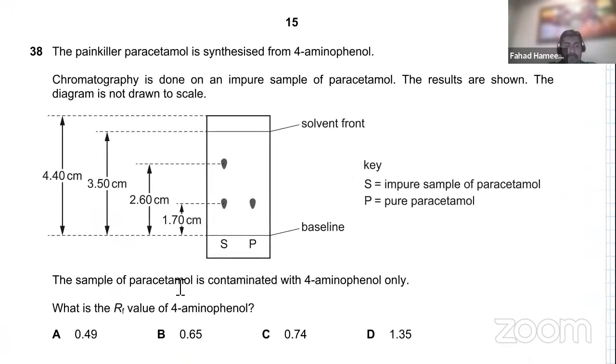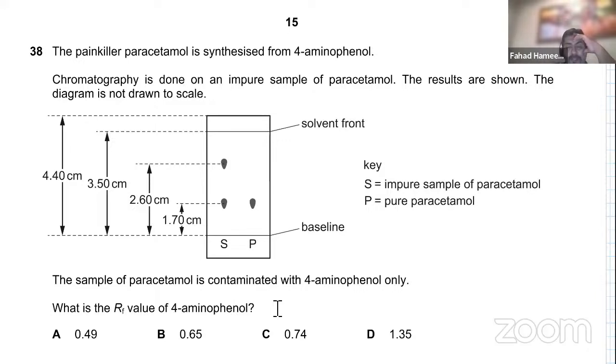So what is the sample of? He says that the painkiller paracetamol is synthesized from 4-aminophenol. Chromatography is done on an impure sample of paracetamol. The results are shown. The diagram is not to scale. This is your pure sample P, and S over here is your impure sample. So he's asking what is the RF value for 4-aminophenol?